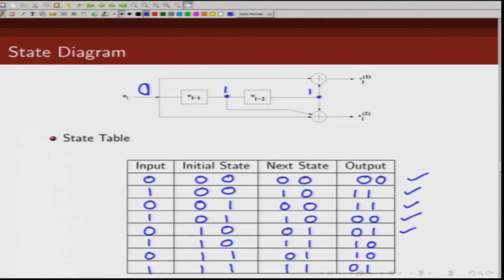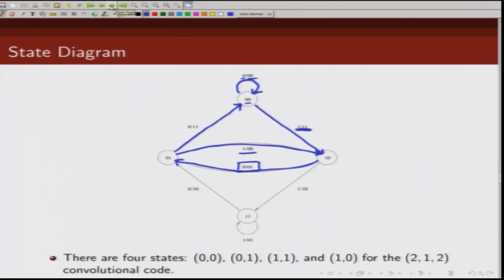And what happens when you receive a 1 and you are in state 1 0, you move to next state 1 1 and output is 1 0. So, you receive a 1 from when you are in initial state 1 0, you move to state 1 1, which is this. This is the input and corresponding output is 1 0.